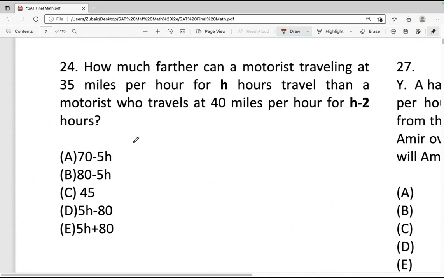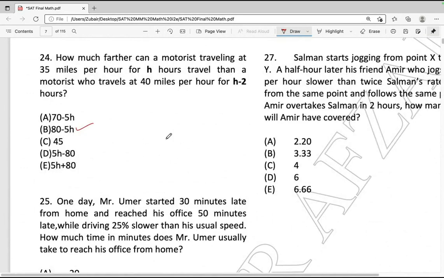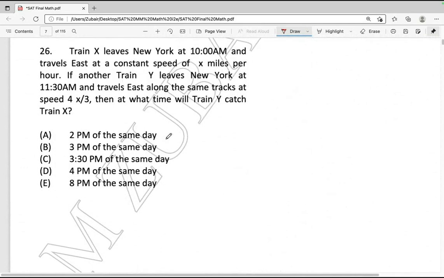I got B as my answer. Sir, B is correct. Okay. One more, and then we'll move on to the next topic.